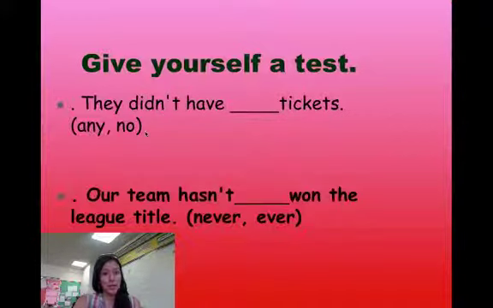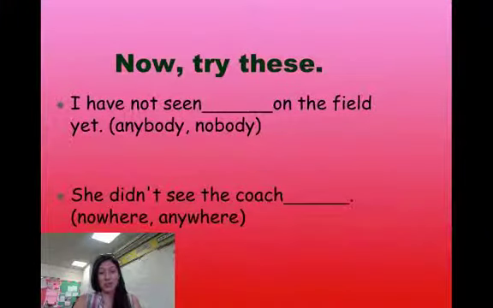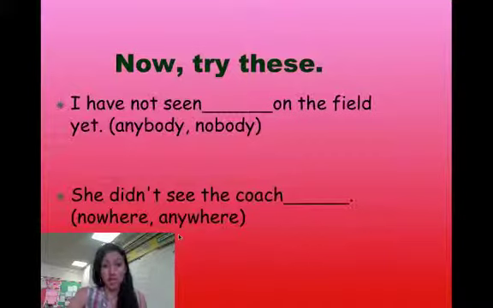Okay? So it says, our team hasn't won the league title. Hasn't is negative. So now I cannot put a negative word here. Our team hasn't ever won the league title, because never is a negative. Now try these. I have not seen on the field yet. Not is a negative. So whatever word I put must not be a negative. I have not seen anybody on the field yet.